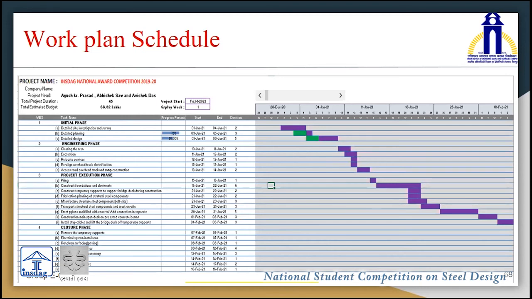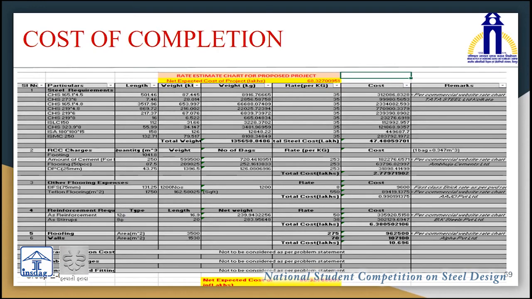The work plan: the expected time for completion of this project is 45 days, and this is depicted in this detailed Gantt chart depicting the work plan schedule. The cost of completion for this project is around 68.32 lakhs, and this cost has been calculated by taking the references of rates put on commercial websites, along with a few quotations. All of the details have been mentioned in the report.